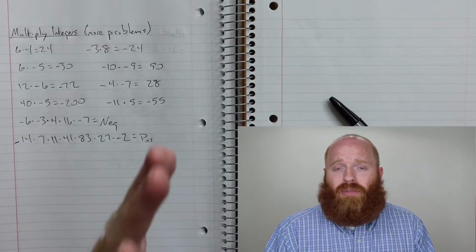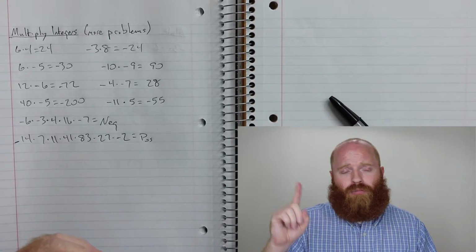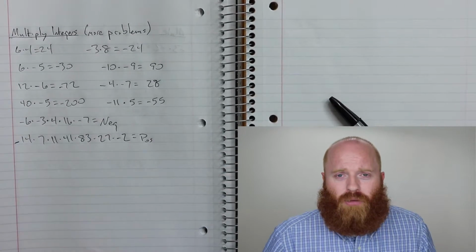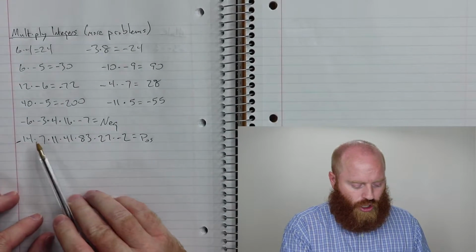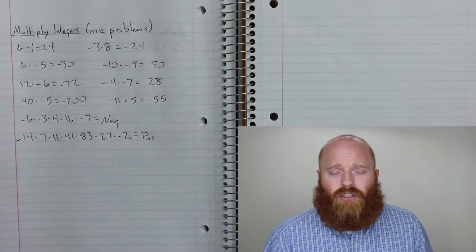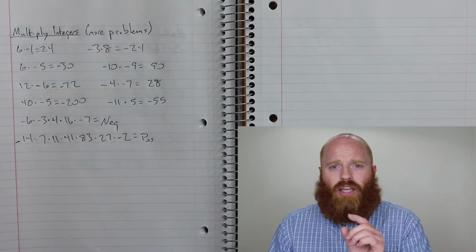I'll tell you right now, it's going to be negative. Yeah, but you said there were 8 numbers. Ooh, I don't care how many numbers there are. You're not counting numbers. I didn't go over here and say 1, 2, 3, 4. I didn't do it because you're not counting numbers. You're counting how many negatives.